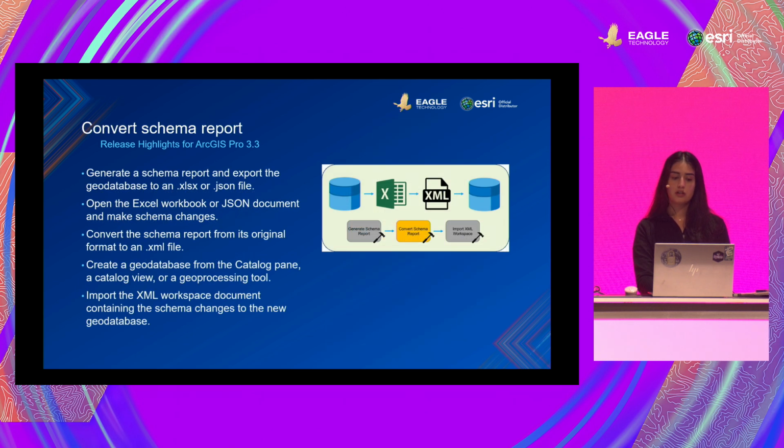And beyond generating a schema report, which we demonstrated yesterday in plenary, you can generate a schema report in your file of choice, whether that's an Excel spreadsheet or a JSON file. But now we have the new convert schema report tool, which allows you to convert your report into an XML workspace document. And in this format, you can then import it back into ArcGIS Pro, as we showed yesterday. But I will show this again a little bit later in the data management section of this session.